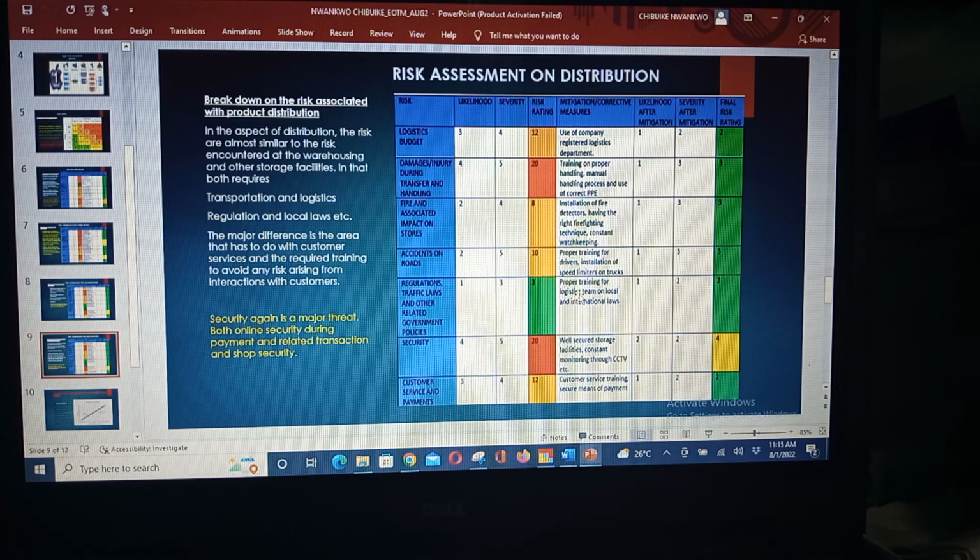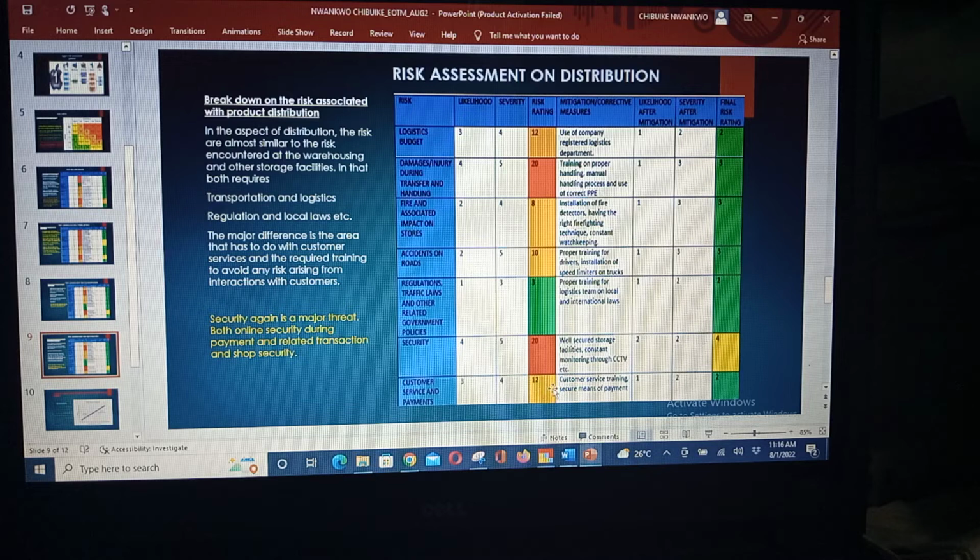Now I go on to the distribution. Distribution has also got to do with logistics and everything. It's a little bit different from the warehousing in the sense that in the distribution and the selling, you have the customer service in place, and that is a very big factor. If you have the right customer service, you will make more sales. If you have the wrong ones, it will be a problem.